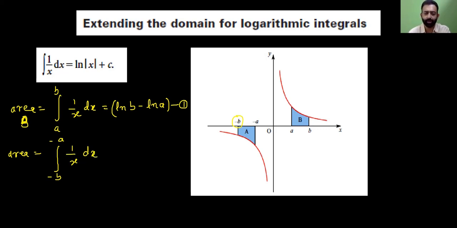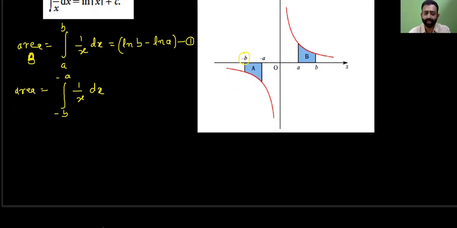Now, because this x is negative, let us change the variable x to negative of u, to change into a positive function, because log is defined only for positive values. That concept has to be satisfied. That's why we are changing these negative values to positive values by converting x into another variable, which is the negative of the original variable x. So changing x to minus u will give you dx as minus du.